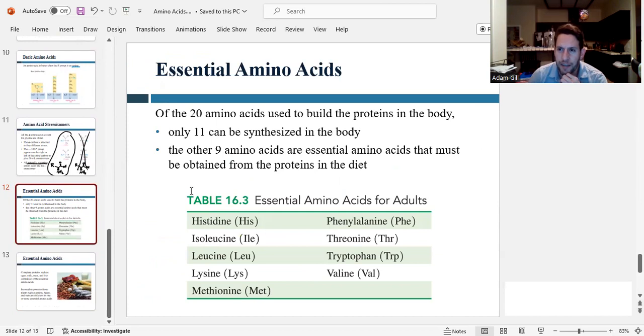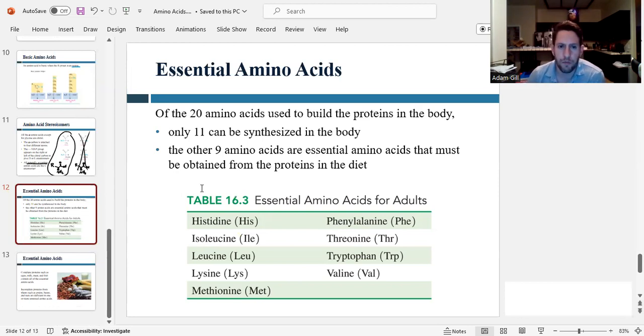If you don't get them in your diet, your body can't make proteins that require them, and you'll eventually have bad health effects and possibly die over a long enough period of time. So you have to get those from your diet. They are essential to your life. Some organisms, like bacteria, can synthesize all 20 amino acids. So bacteria don't even need a protein source. They can just eat sugar and turn it into protein. We can't do that. We have to get the protein from our diet.